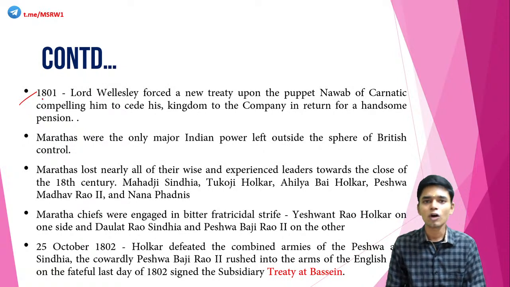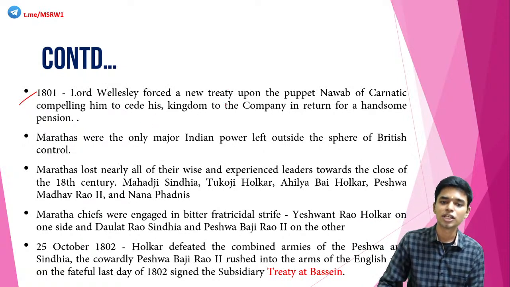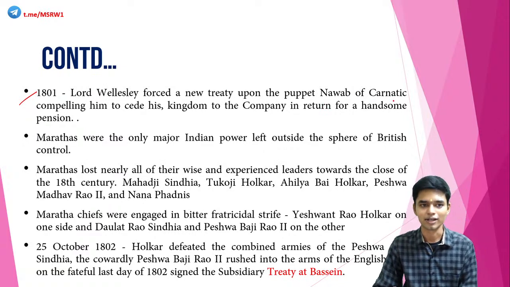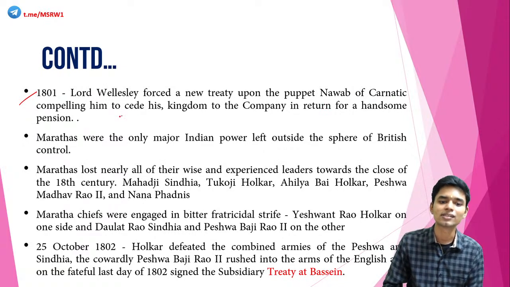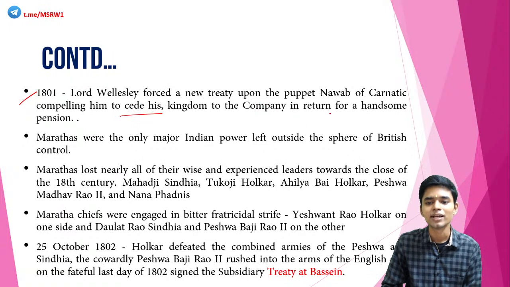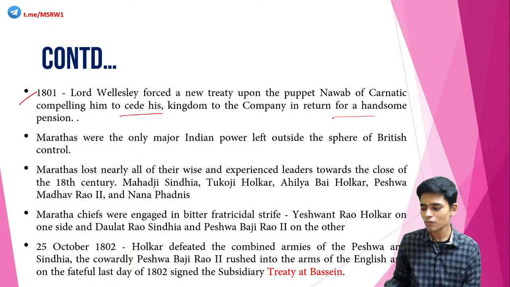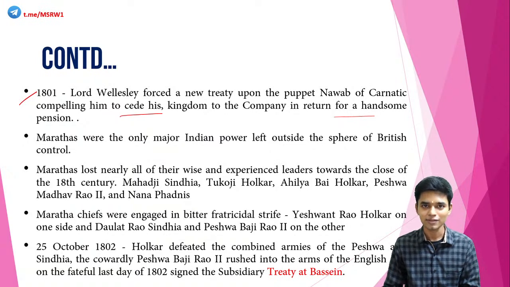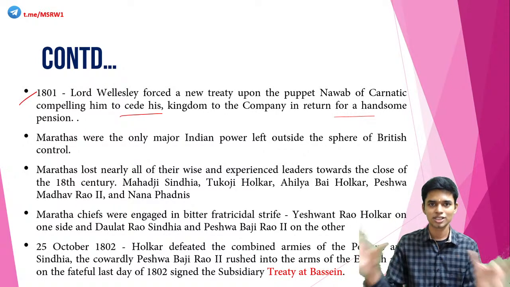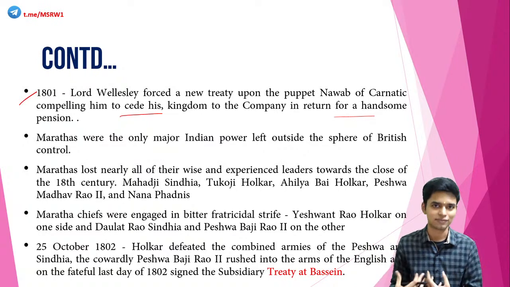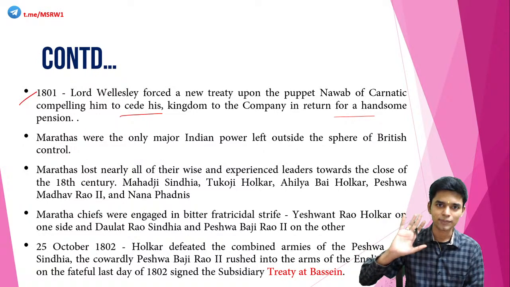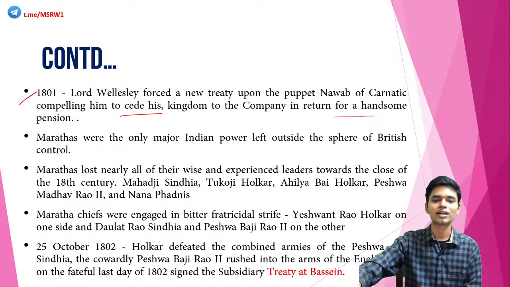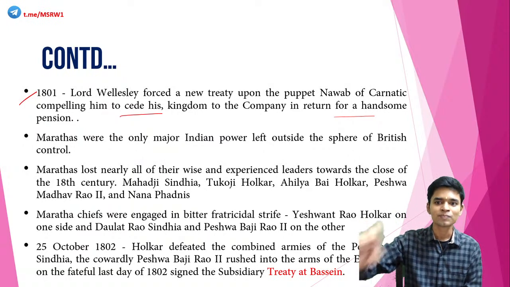So in 1801, Lord Wellesley forced a new treaty upon the puppet Nawab of Karnataka, compelling him to cede his kingdom to the company in return for a handsome pension. So now, already the Nawab of Karnataka is a puppet in the hands of the company, but now the company wants that territory all to itself. So the company basically forced the Nawab of Karnataka into a pension and took the control all by itself.